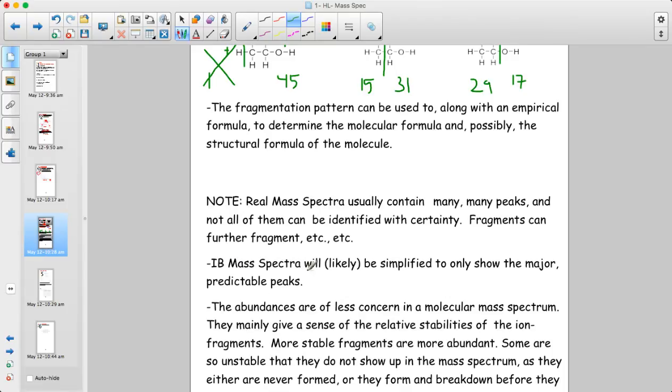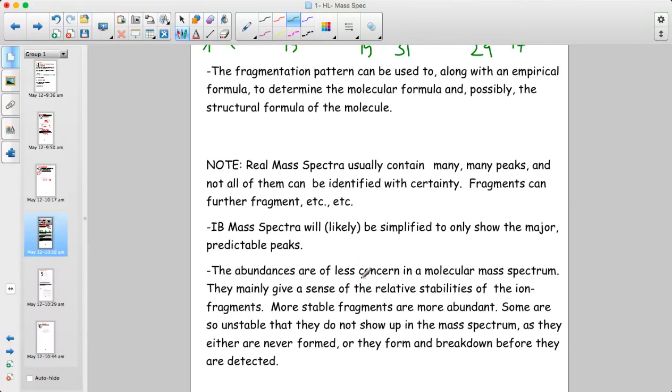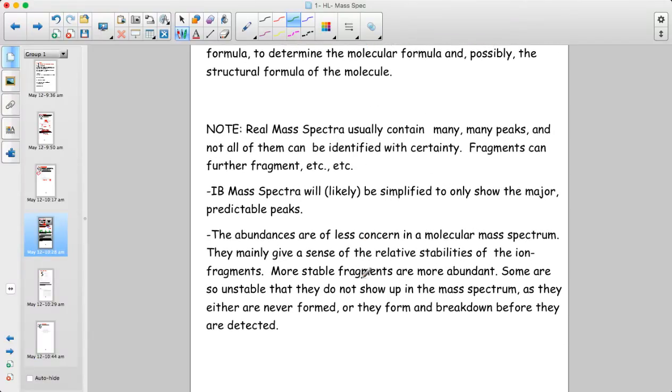So in your questions, it's very likely that you're going to get rather simplified spectra to only show the major predictable peaks. Okay. Also, the abundances aren't really of that concern, because the abundance sort of gives you a sense of how stable the different fragments are, and more stable fragments are going to be more likely to form, and so those peaks are going to be taller. But that's not really what we care about. What we care about are what the fragments are, not how abundant they are.